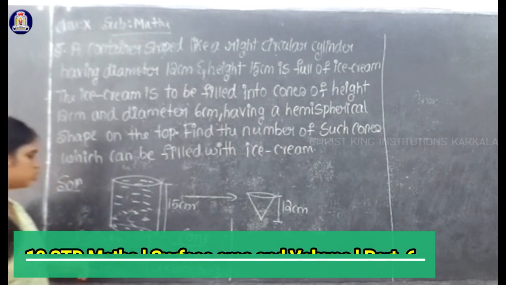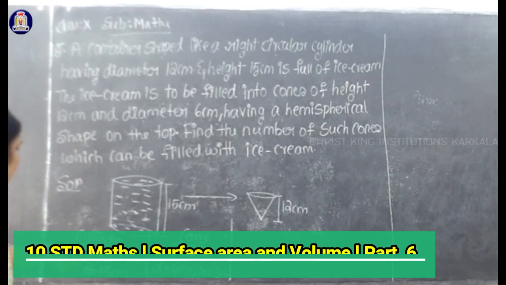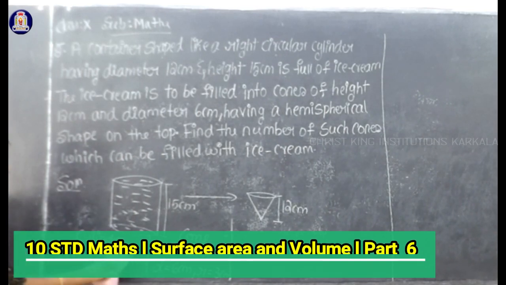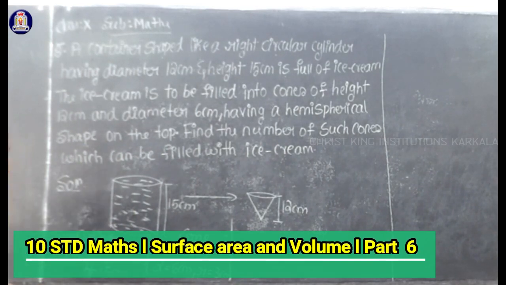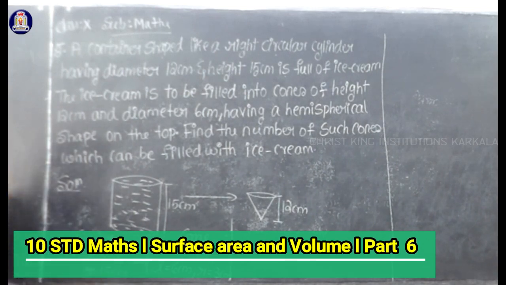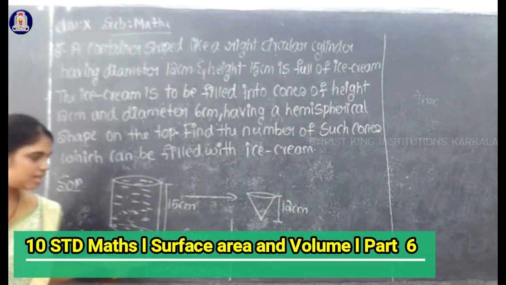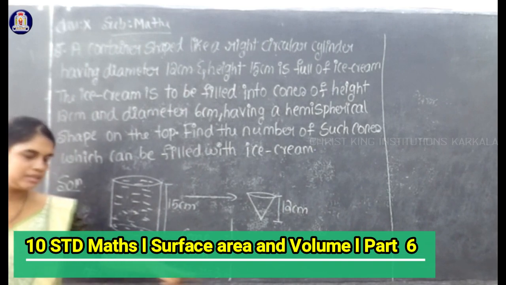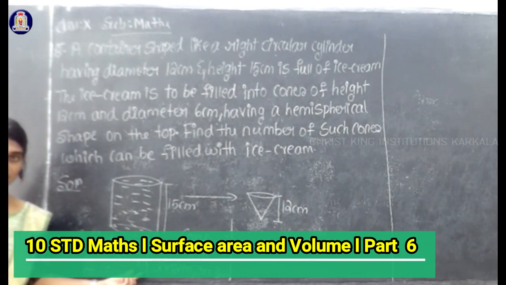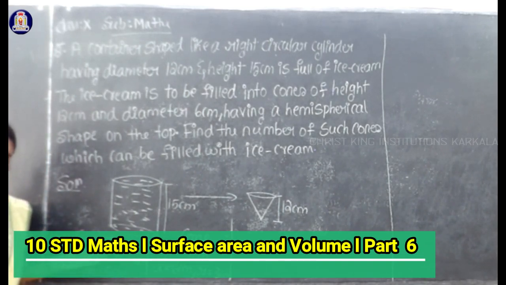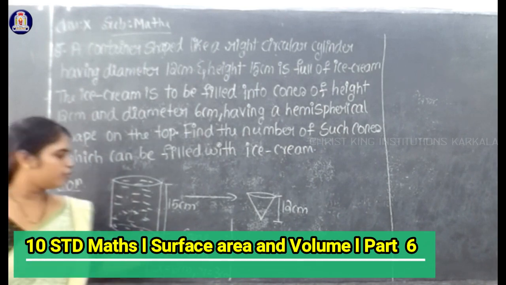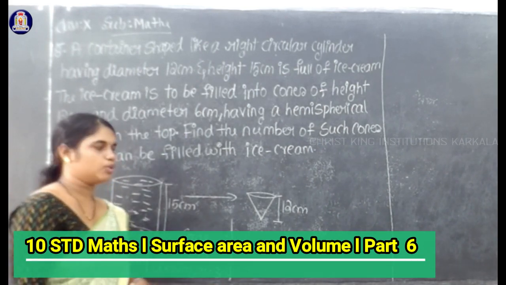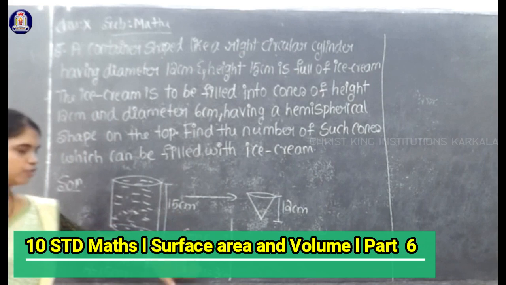Students, I will represent the radius of the cylinder by capital letter R, because the radius of the cylinder, 6 centimeter, is larger than the radius of the cone. And for the cone, I use small letter r.